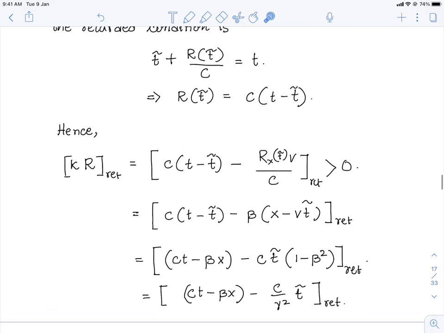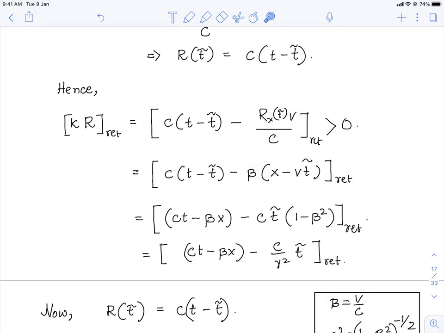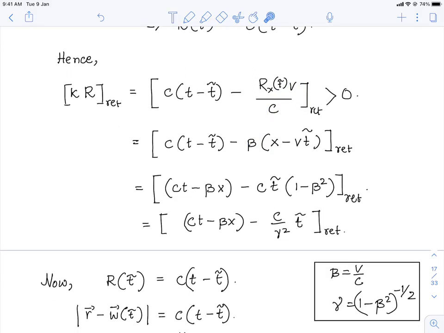And V by c, again, I have denoted by beta. And then I have just rearranged, taken the t̃ together. These two terms I have bunched together as t̃. So there's a factor multiplying, 1 minus beta square, which I have written as c by gamma square. Gamma is again 1 over root of 1 minus beta square, so that I have used here. And here again, ct minus βx, this is another term that remains.